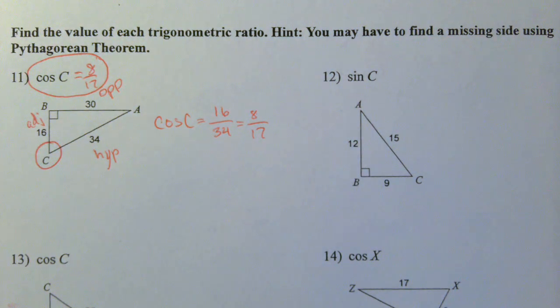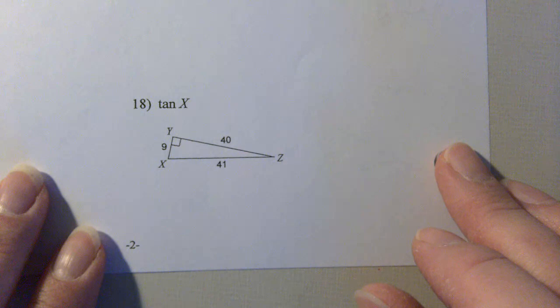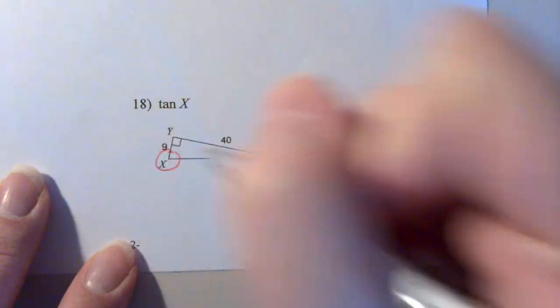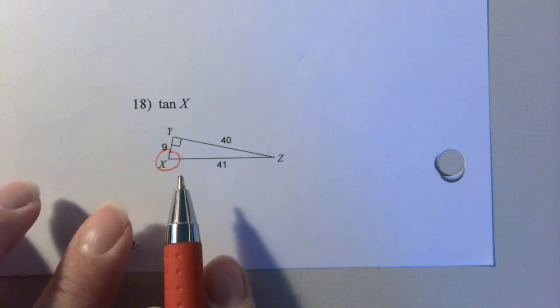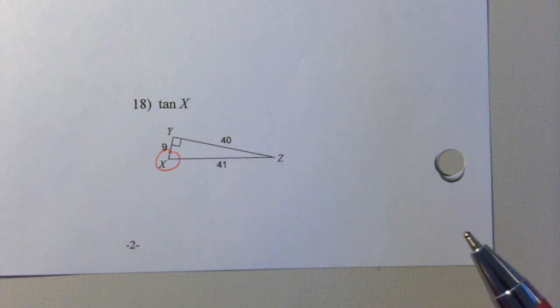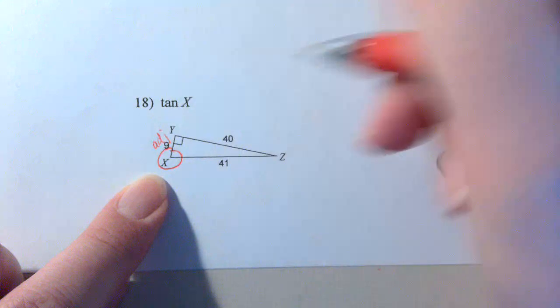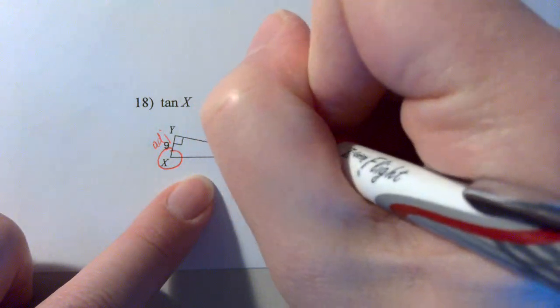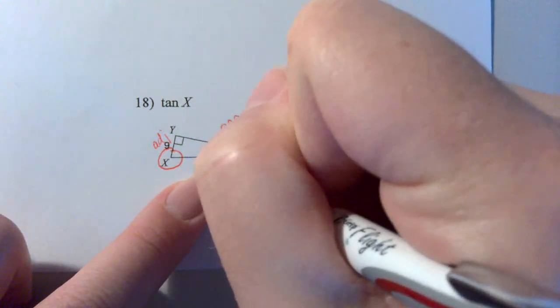What do you want to do now? Sine, cosine, or tangent? Pick one more. 18. Okay. 18 is tangent of x. So find x. Your opposite and adjacent vary depending on which variable you're using. So if I'm focusing on x, then this is my adjacent. That's the key. This is my opposite, and this is my hypotenuse.